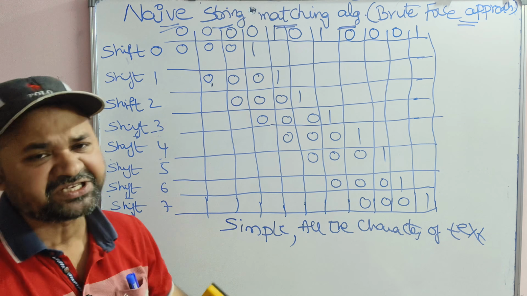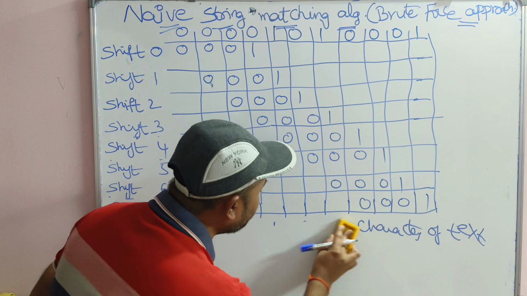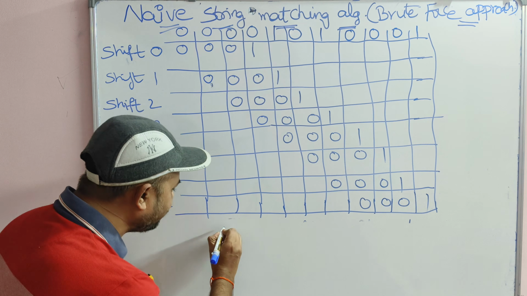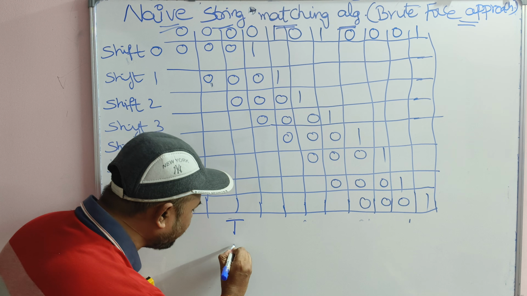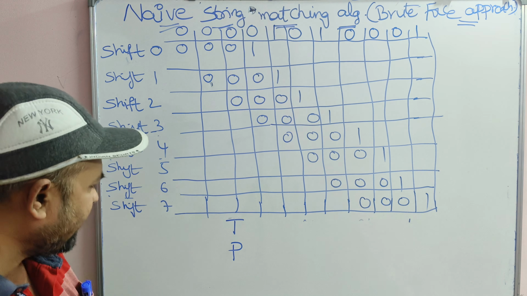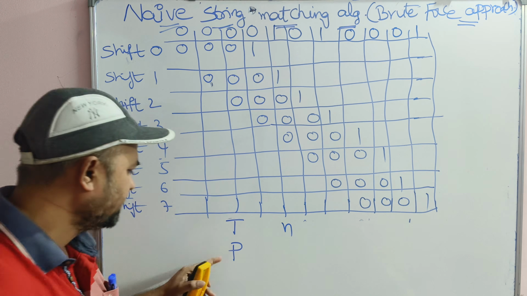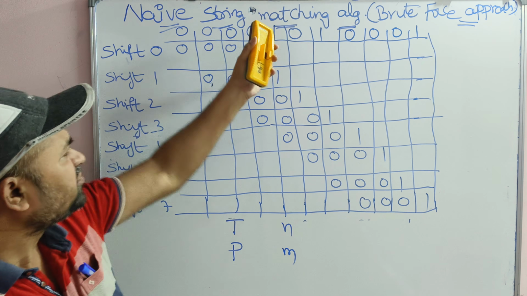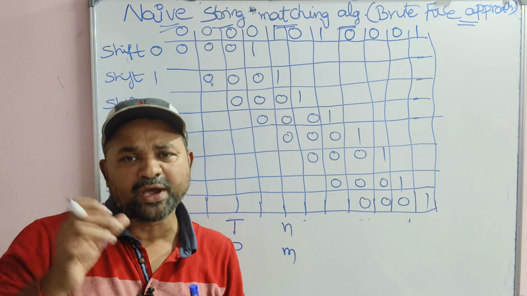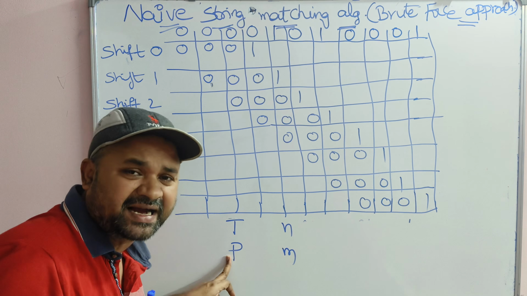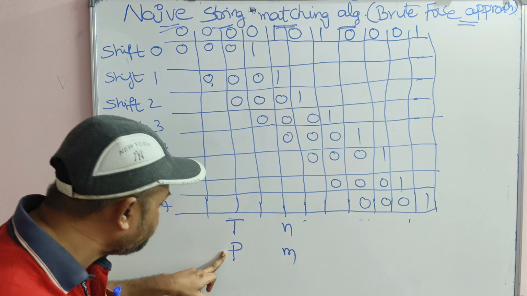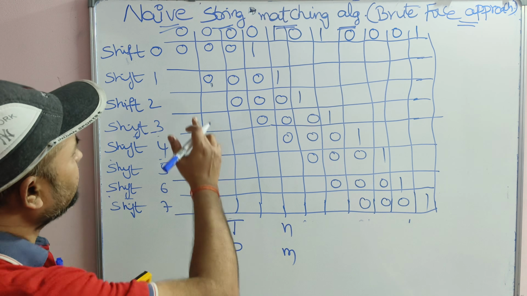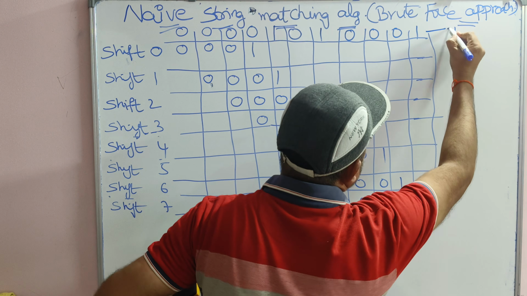Here, string matching algorithm means a text will be given as well as a pattern will be given. So let me have a text T and a pattern P. Let the length of the text be N and the length of the pattern be M. With the help of the string matching algorithm, we are going to find all occurrences of the corresponding pattern in the given text. If you see this example, this is nothing but our text.